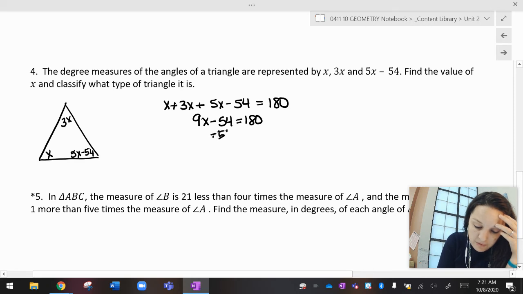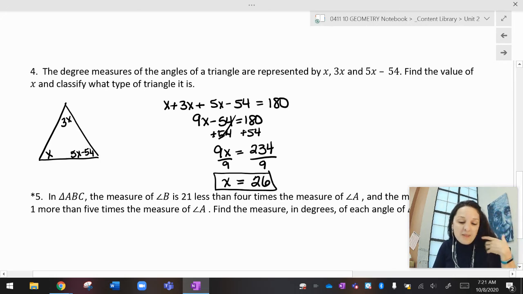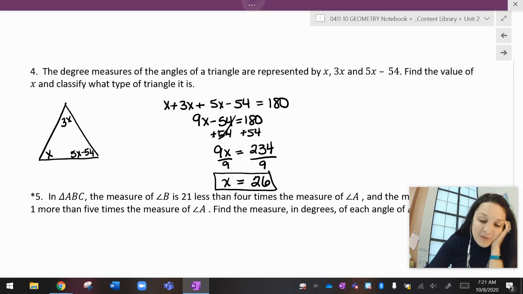I'm going to add 54 to both sides. And so now I have 9x equals, what's that going to be? 234. Divide by 9. And I'm going to get x equals 26. Okay, so x is 26. Then it says classify what kind of triangle it is. Well, I don't know. Let's plug the x's in and find out.